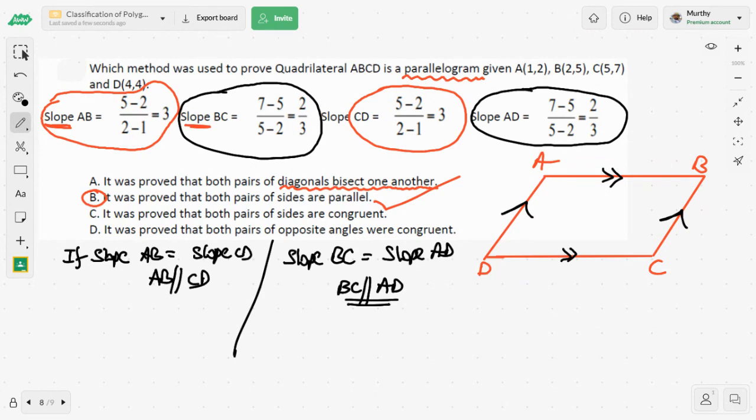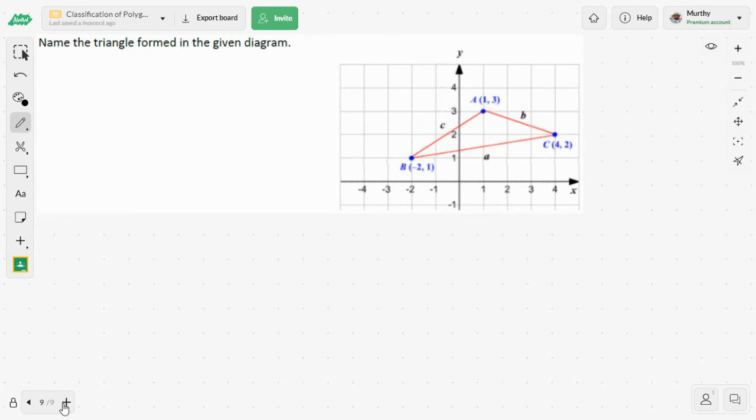Questions on this? Okay, let's go to the next one. Name the triangle formed in the given diagram. Here you are asked to identify what kind of triangle this is. So you have to find the length of AB, AC, and BC.